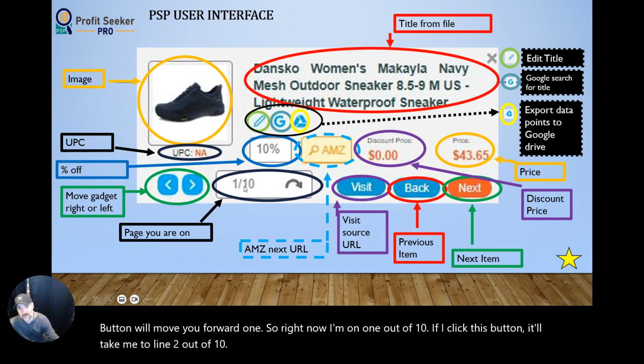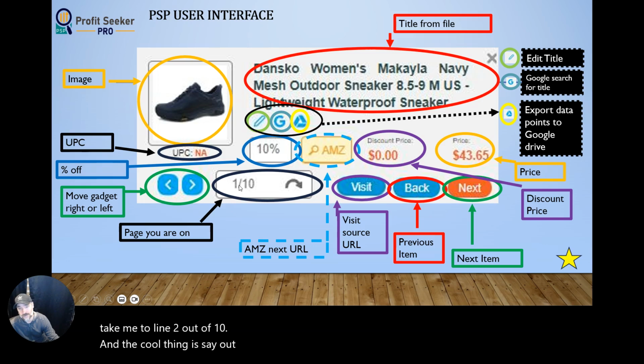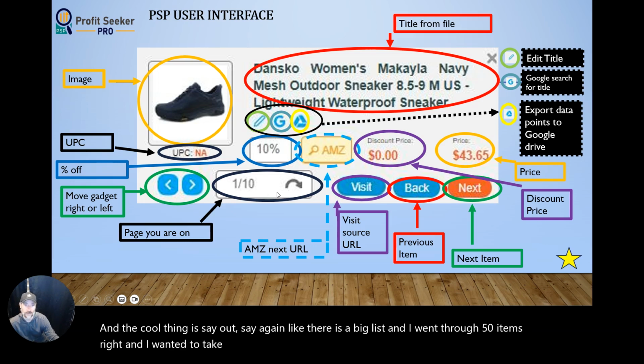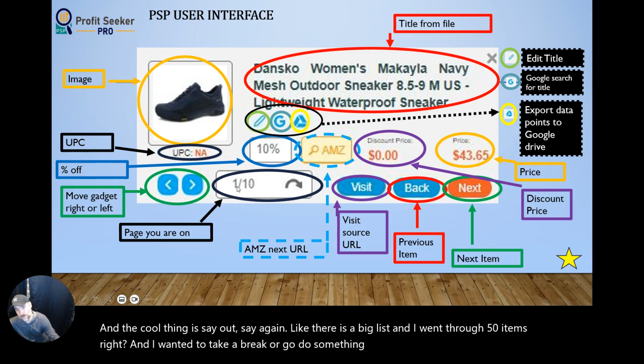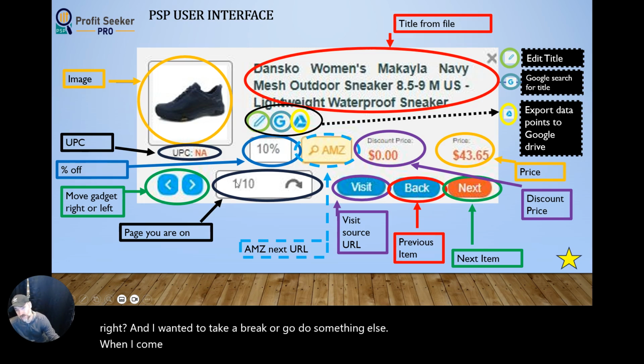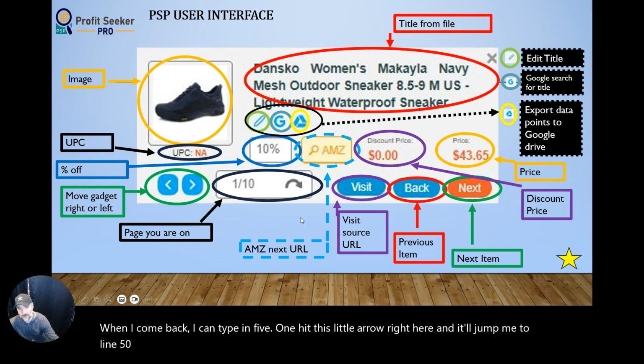And the cool thing is, say again, like there was a big list and I went through 50 items, right? And I wanted to take a break or go do something else. Well, when I come back, I can type in 51, hit this little arrow right here, and it'll jump me to line 51 automatically.